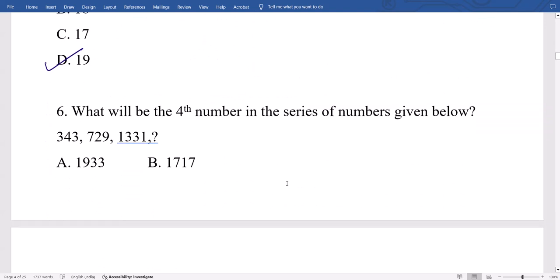Now see the second question related to number series in this paper. So we requested you people to know cubes from 1 to 20, squares from 1 to 40 or 1 to 30 at least. So these are cubes. 7 cube, 9 cube, 11 cube, 13 cube is 2197.